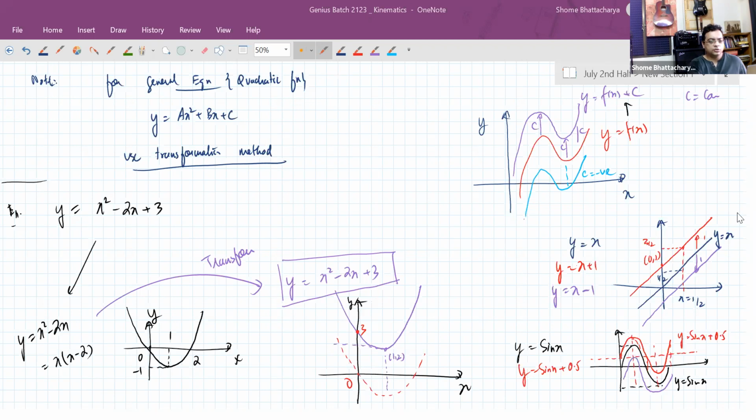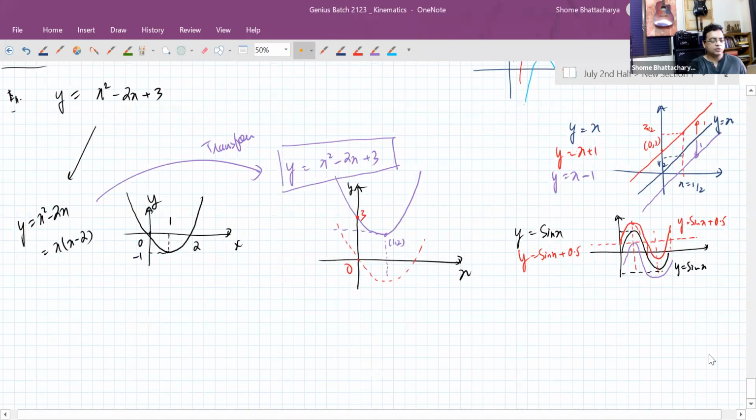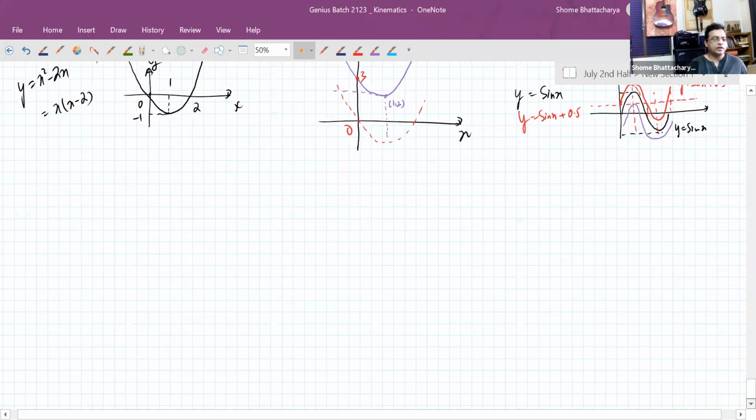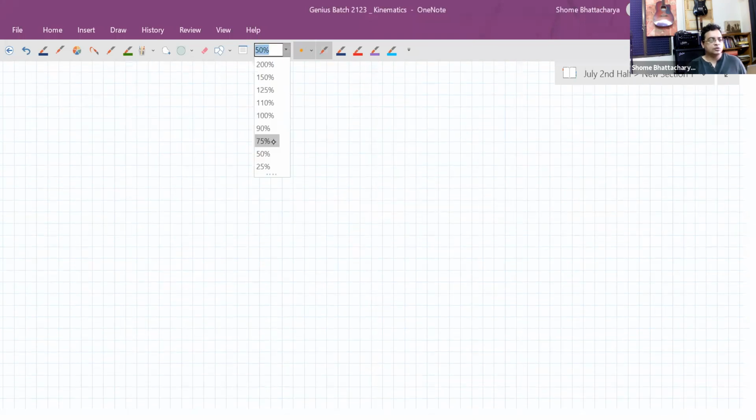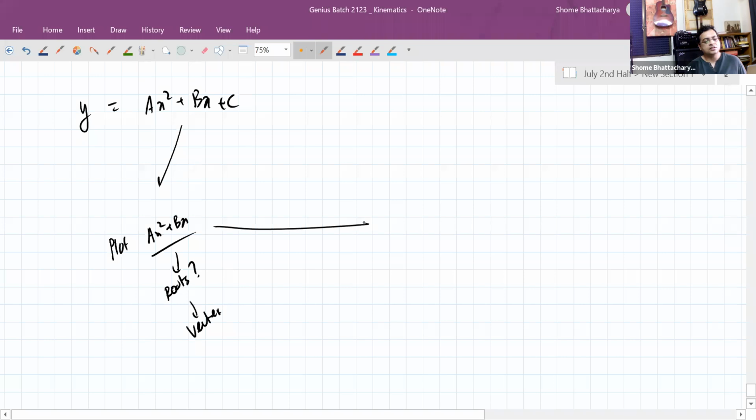Okay, so hope you have understood this transformation method. So you don't have to do any other analysis. For example, here maxima, minima, all this is not required because it's a quadratic function. So given any quadratic function, the general method is, given anything like ax square plus bx plus c, first remove the c from the analysis. So plot ax square plus bx. Understand what the roots are. From that, understand what the vertex is, and then transform.